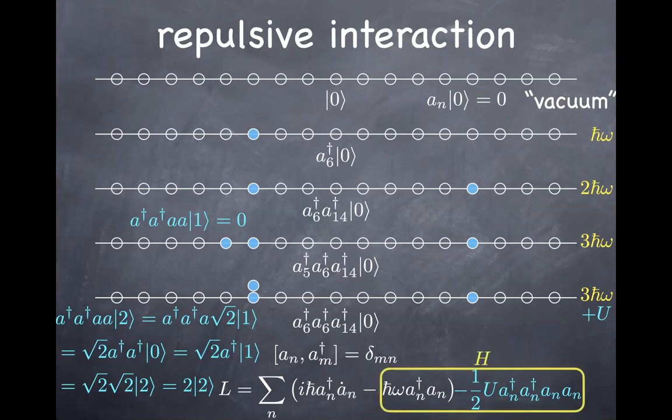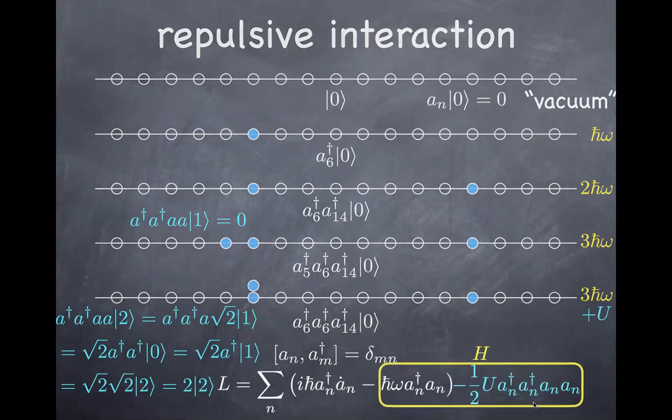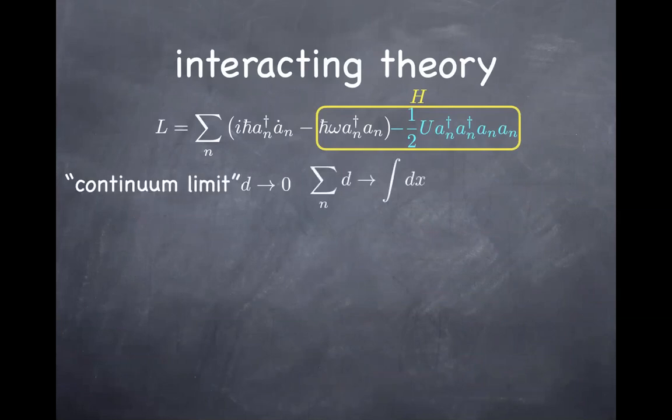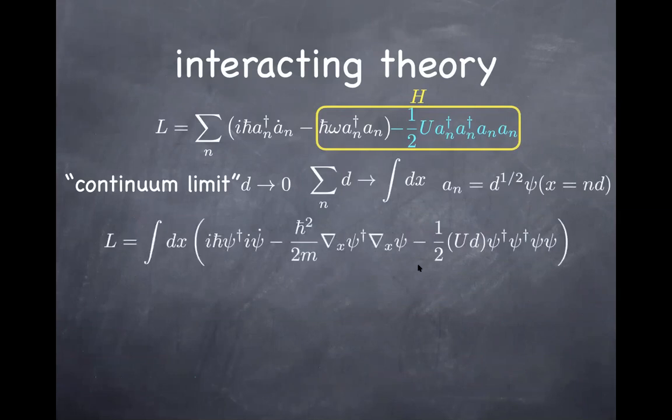Okay. So now we have this new Hamiltonian, which has this additional term, which looks unusual because it has 2 powers of annihilation operators and 2 powers of creation operators. So we now have this interacting theory, and we take this continuum limit, as we have done before. So we need to be careful about taking the limit because everything scales differently on the powers of this lattice constant d. So it turns out that what you need to keep fixed is the product of U times d when you take this limit.